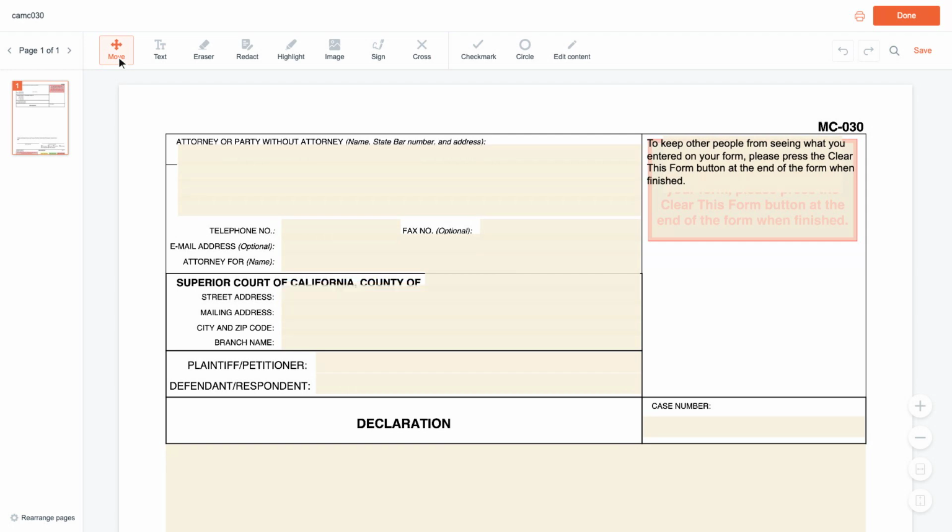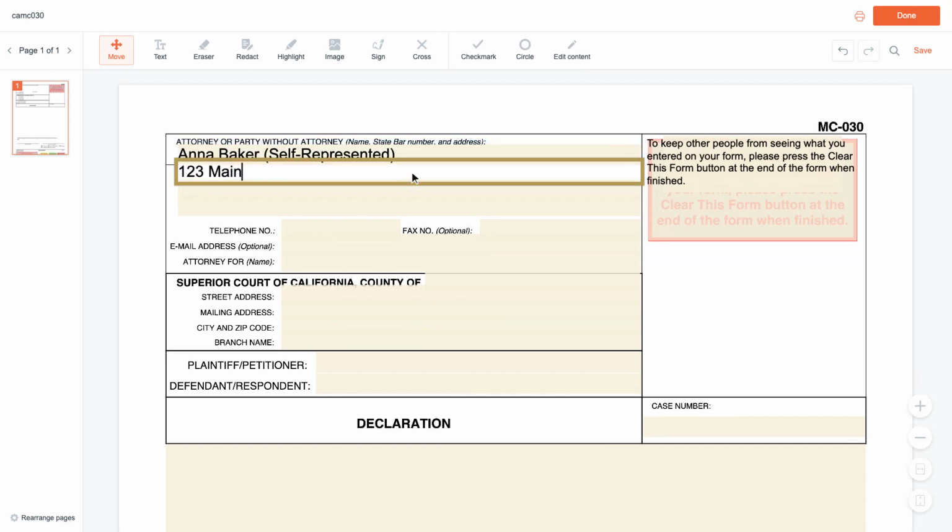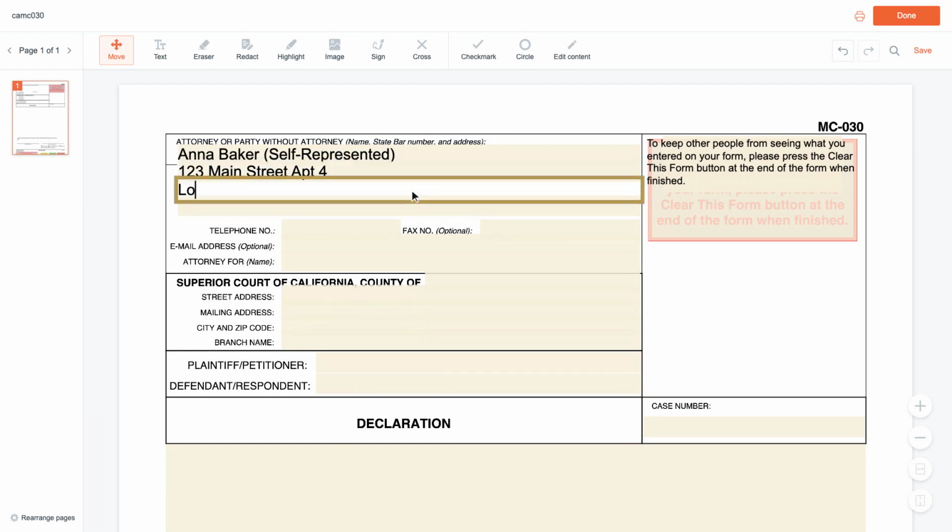The top left box is for your name and address as the filer. Enter your name first, then your street address, then city, state, and zip. Below that, add a phone number. If you have an attorney, the attorney fills this in instead.